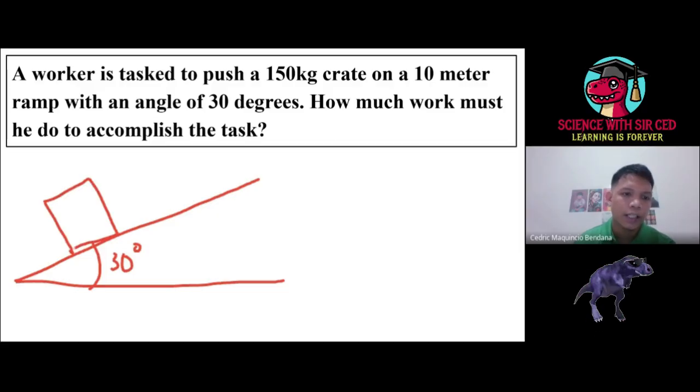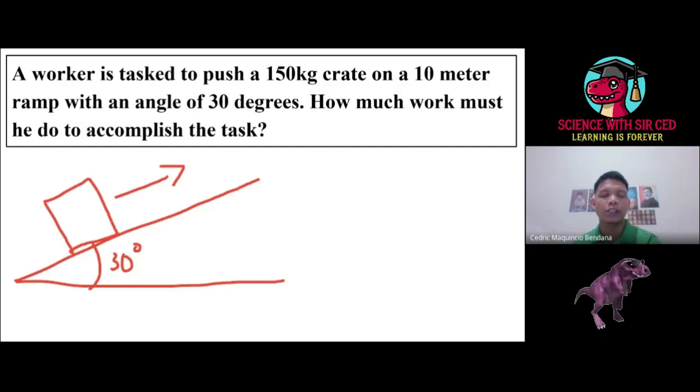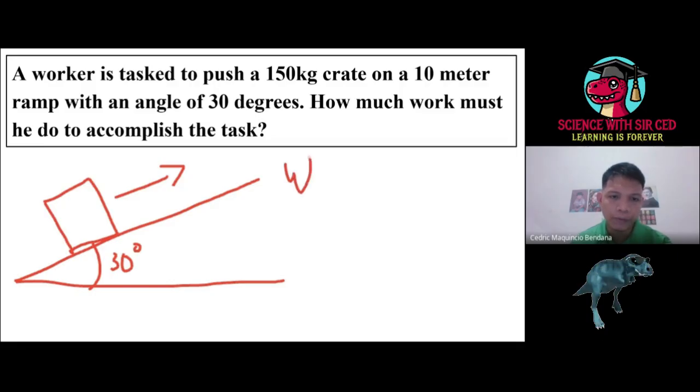Okay. And then, of course, it moved. So meaning the amount of force that the worker used is greater than the weight of the crate, making the crate move. Okay. So if you're going to recall the formula of work with an angled situation, it is force, displacement, multiplied by cosine theta. That's it.